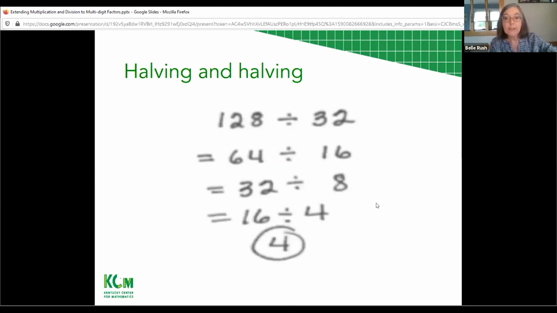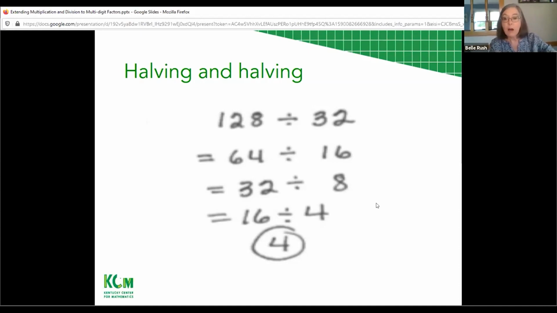And then instead of doubling, with division, you're going to have and half. So if you start off with 128 divided by 32, keep cutting those in half until you get down to a manageable size, and then there you have your answer. That's probably not something your kids are going to come up with, but you might want to do some work with some graph paper and area models and have them see how that works.